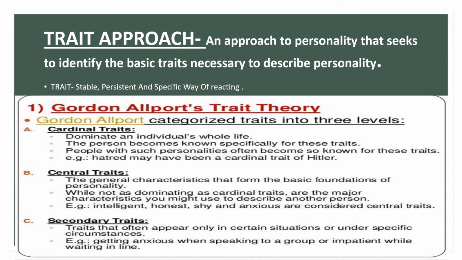The third type is secondary traits. These traits often appear only in a certain situation, or very rarely, or can occur in some circumstances only. For example, being impatient while waiting in line, or getting anxious when speaking to a group. So that's all about Gordon Allport's trait theory.